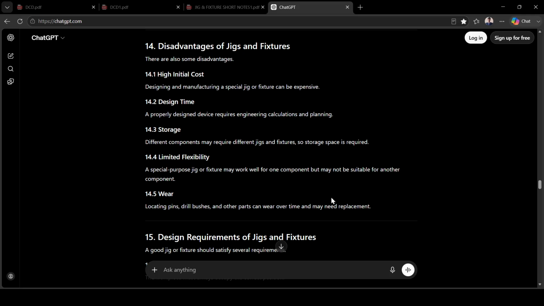Disadvantages of jigs and fixtures. There are also disadvantages. High initial cost. Designing and manufacturing special jigs and fixtures can be expensive. Design time. A properly designed device requires engineering calculation and planning. Storage. Different components may require different jigs and fixtures, so storage space is required. Limited flexibility. A special purpose jig or fixture may work well for one component but may not suit another component as well. Locating pins, drill bushings and other parts may need replacement over time.